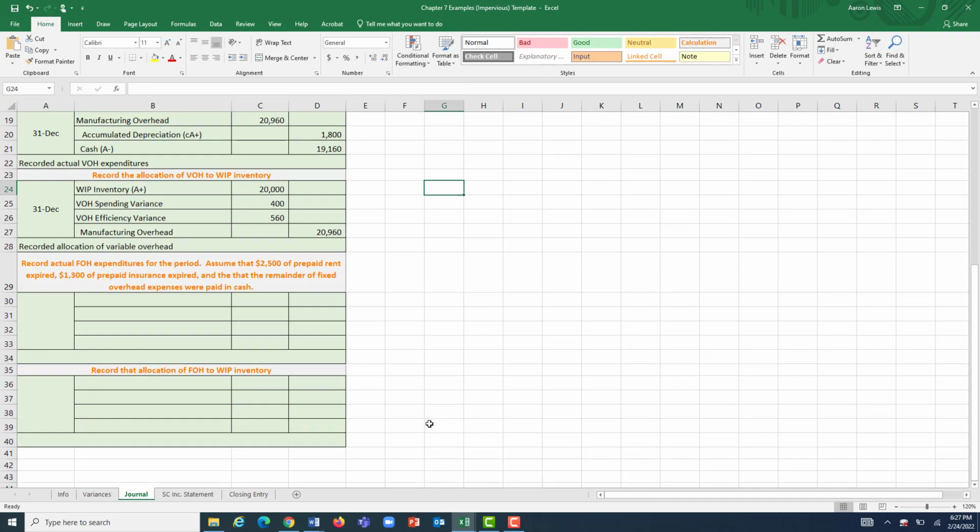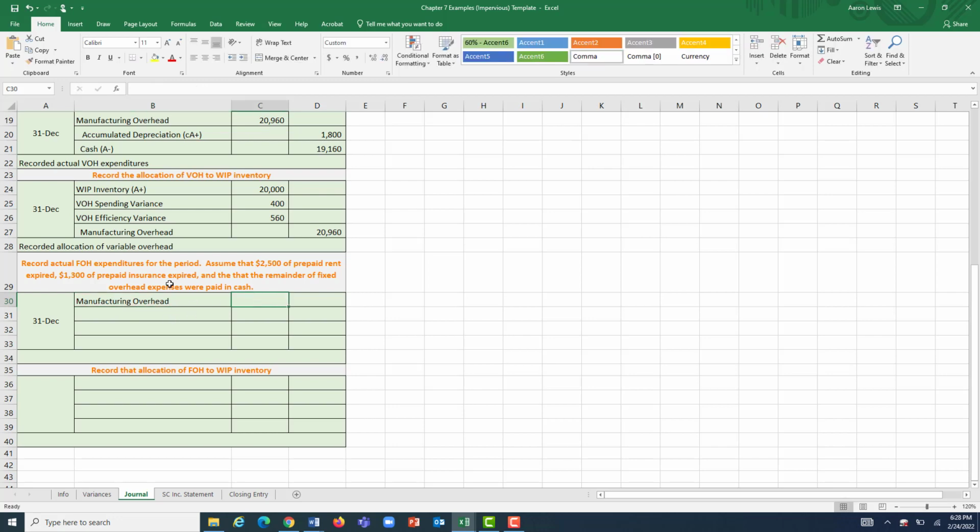The first one is for our other component of overhead, our fixed overhead. We're going to record the actual fixed overhead expenditures that we had during this period. We're going to assume that as a portion of this fixed overhead, $2,500 of our prepaid rent expired, $1,300 of our prepaid insurance expired, and that the remainder of our fixed overhead expenditures came in the form of cash. So on 12/31, we are putting actual costs into the pool. So manufacturing overhead is going to get debited to put those costs into the pool.